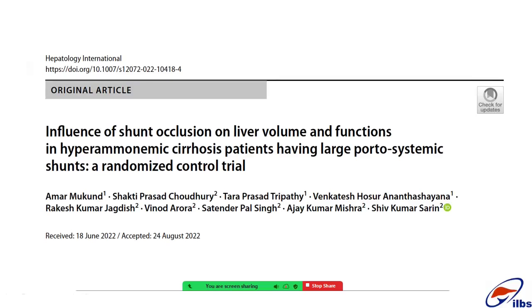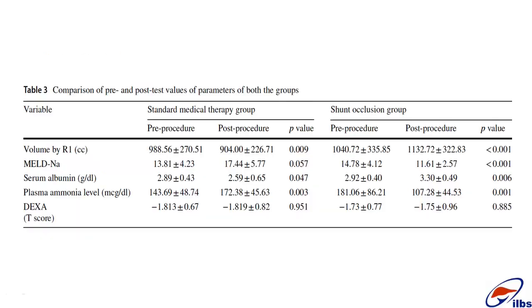So this gave us another idea, and we did a randomized control trial to see whether shunt occlusion is going to help in liver volume as well or not. And we found that definitely there is a change in liver volume. If a patient is in the standard medical therapy group, that is the standard of care, then there is a reduction in volume. Like in our patient, the pre-procedure volume was 988 cc, which came down to 904 cc. So almost 84 gram loss was there in 1 year follow-up. Simultaneously, in the shunt occlusion group, the pre-procedure volume was 1040 grams, which became 1132 grams. So if you occlude the shunt, there is increase in volume. But if the patient is left for standard medical care, the volume will go down.